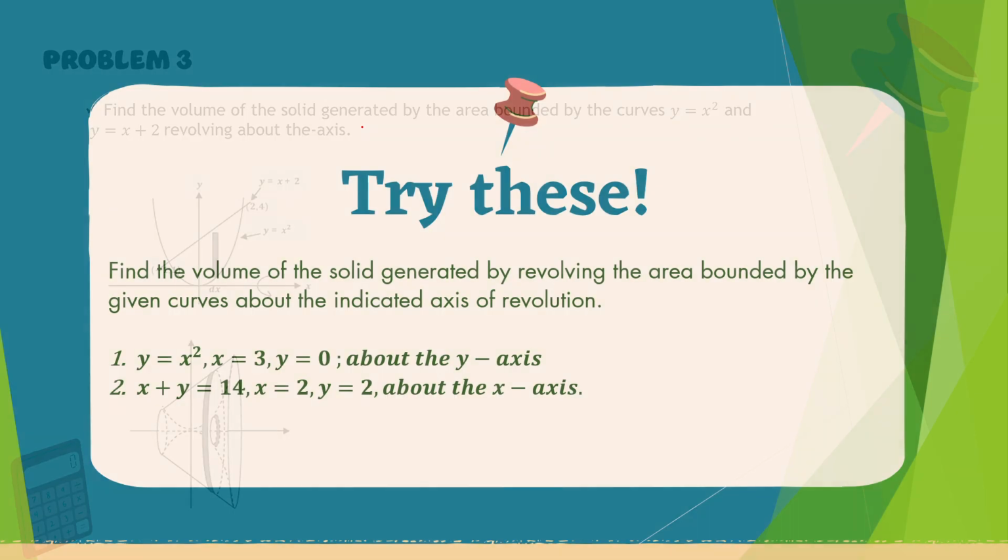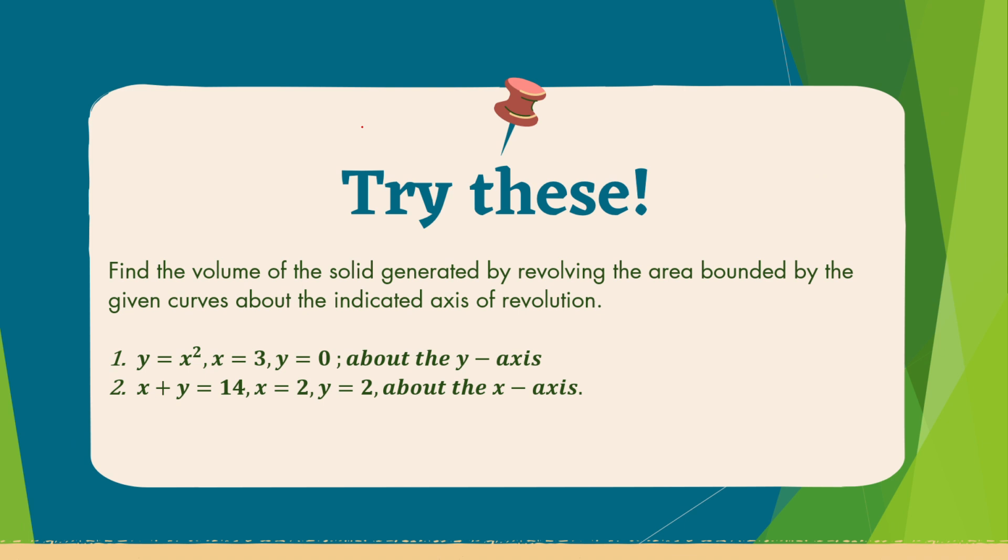Let's try this. Find the volume of the solid generated by revolving the area bounded by the curves about the indicated axis of revolution. Number 1: y is equal to x squared, x is equal to 3, y is equal to 0, about the y-axis. And number 2: x plus y is equal to 14, x is equal to 2, y is equal to 2, and about the x-axis. So try this at home, and you have to submit this one during our class. I will be collecting this one.